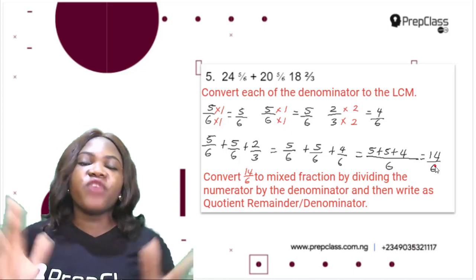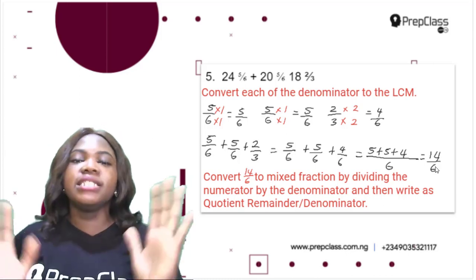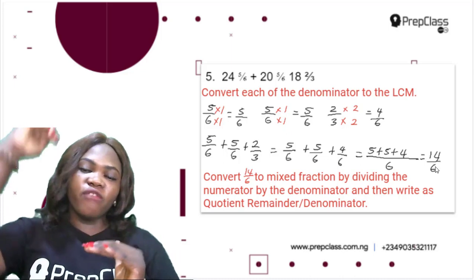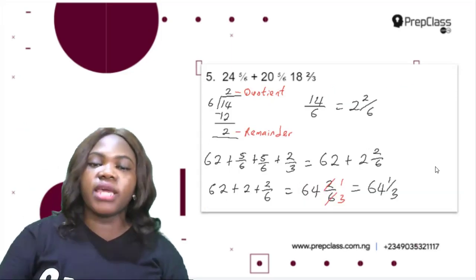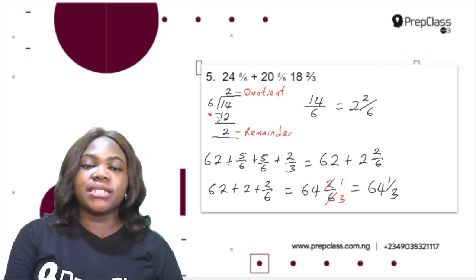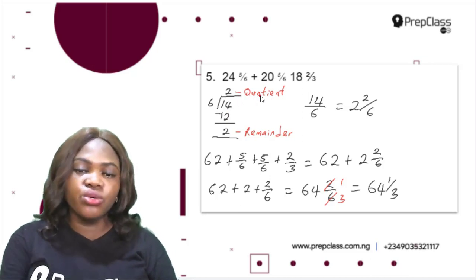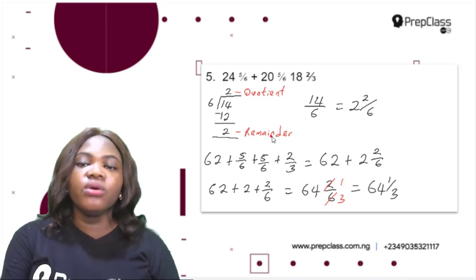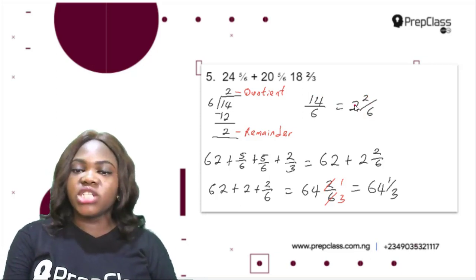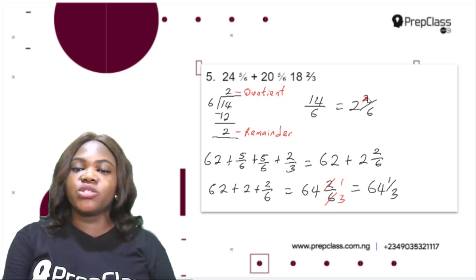Now, we can convert 14 over 6 to a mixed fraction by dividing the numerator by the denominator. Then we write the quotient as the whole number, and the remainder over the denominator is the fraction. So 14 divided by 6 is 2. 2 times 6 is 12. 14 minus 12 is 2. So the quotient is 2 and the remainder is 2. The denominator is 6. So we have 2 whole number, 2 over 6.